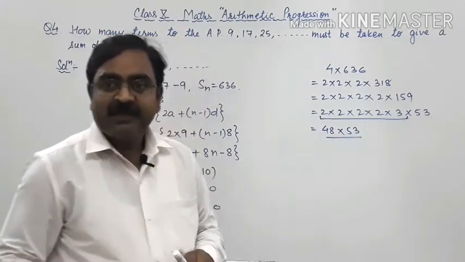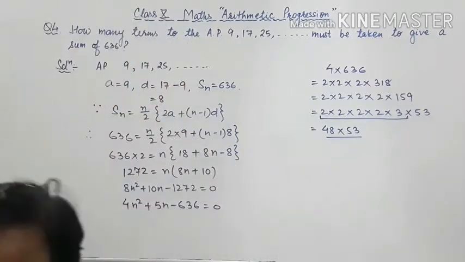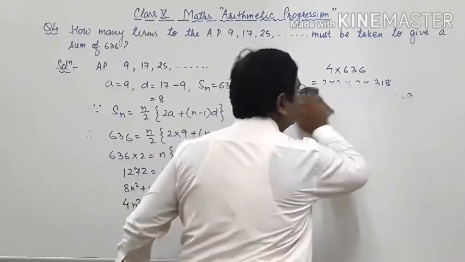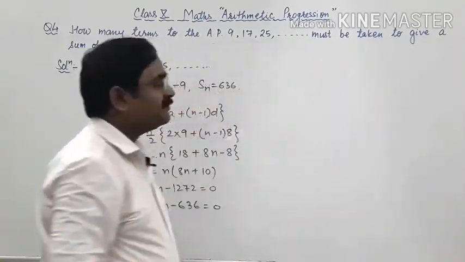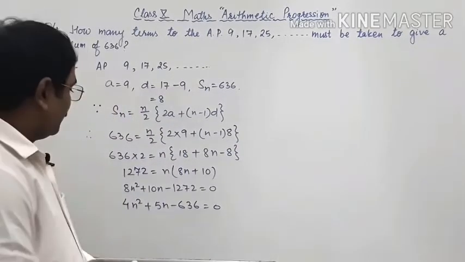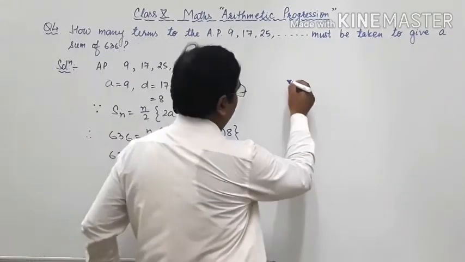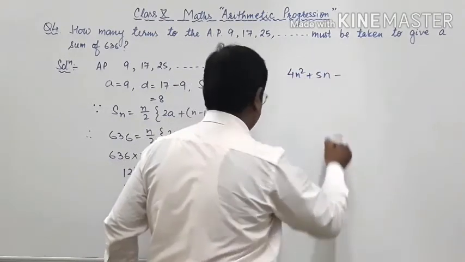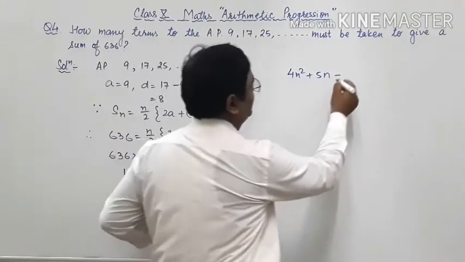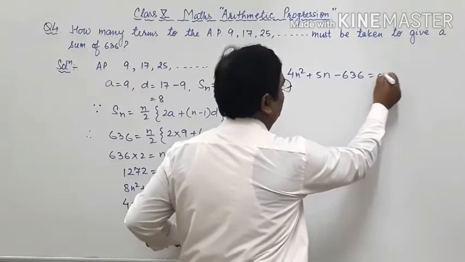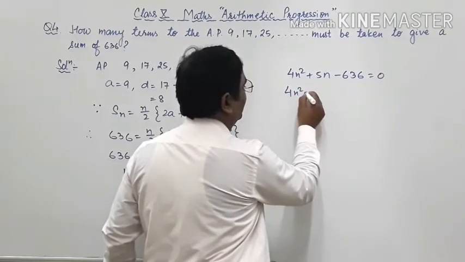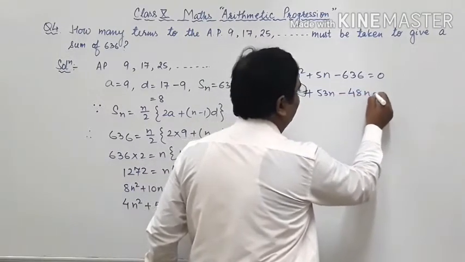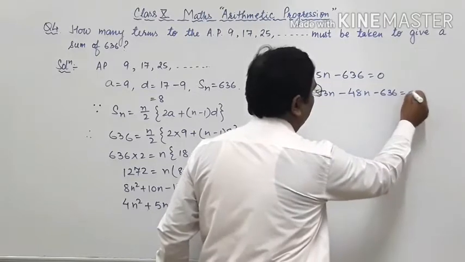Okay children, now we have to factorize this quadratic equation. Our quadratic equation is 4n square plus 5n minus 636 equals 0. Therefore 4n square plus 53n minus 48n minus 636 equals 0.